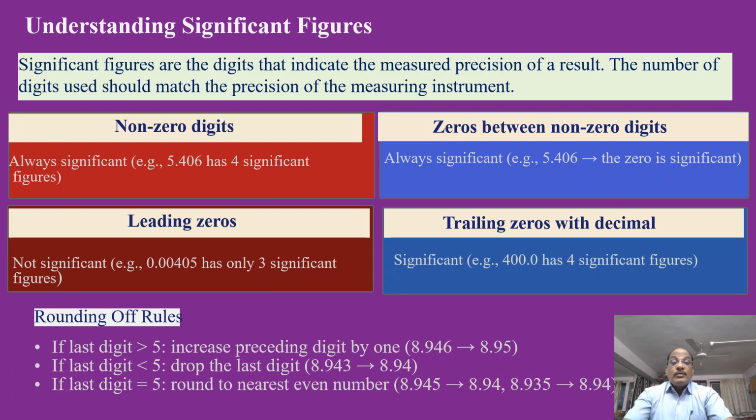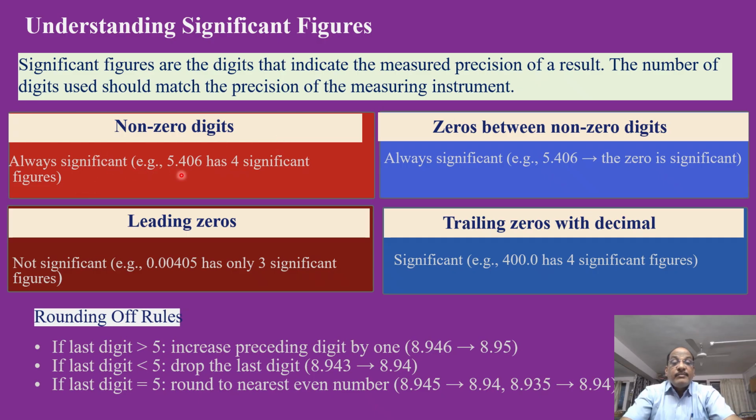Another most important point is significant figures. Significant figures are the digits that indicate the measured precision of a result. The number of digits used should be matched to the precision of the measuring instrument. When we discuss digits, first we go through non-zero digits. A non-zero digit is always significant.